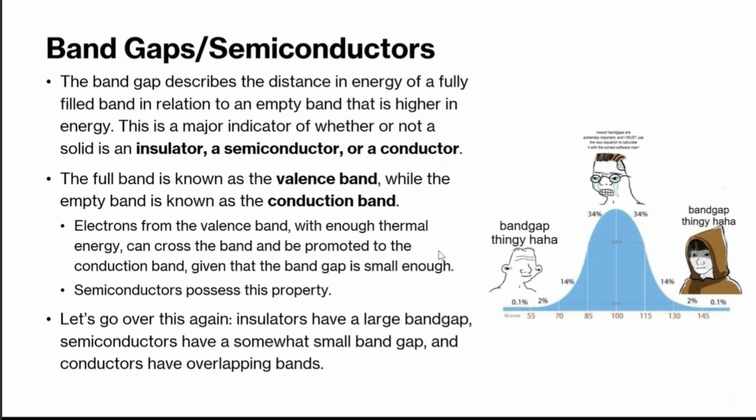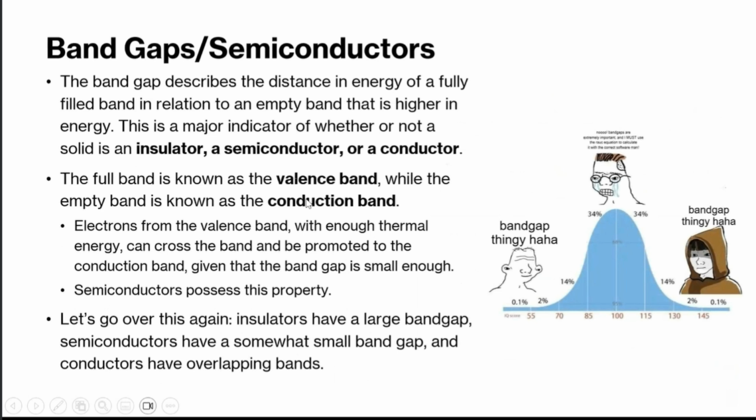So it's a major indicator of whether or not a solid is an insulator, a semiconductor, or a conductor. Now, honestly, I wish I could get into how they calculate the band gaps. However, I did search it up. There's a thing known as the Todd equation, but I'm not going to cover that, mainly because that's going to require a good portion of extensive physics knowledge that I just won't get into.